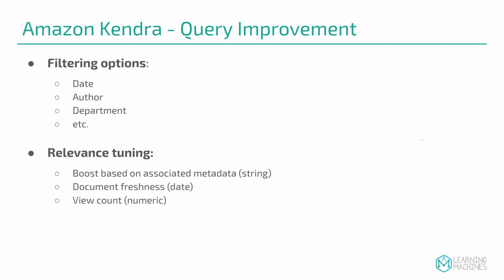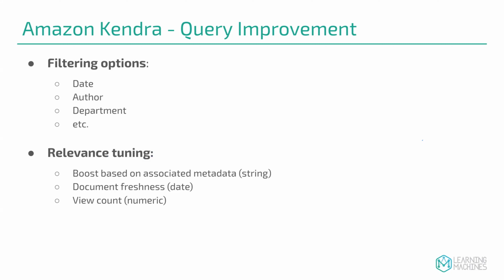Now, in terms of improving these different queries, Amazon Kendra also gives you the ability to filter based on specific metadata that's associated with your documents. So your user might have the ability to filter on things like a date or an author or a department. And Amazon Kendra also gives you the ability to tune the relevance of your results, which influences the ranking, the order in which the documents are presented to you.